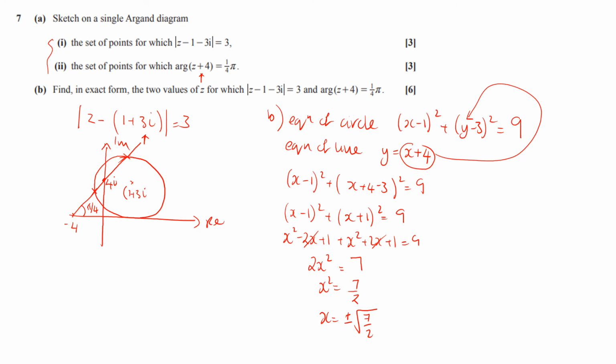Sorry, plus or minus root 7 over 2. So all we need to do is put that back in and find the y coordinates. When x is equal to minus root 7 over 2, y is equal to minus root 7 over 2 plus 4. So the coordinate will be minus root 7 over 2, 4 minus root 7 over 2.